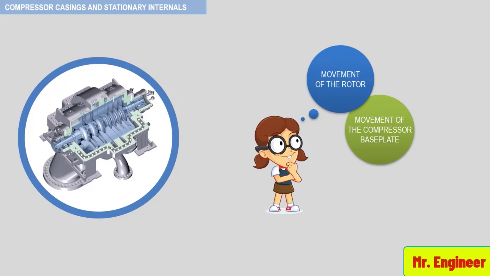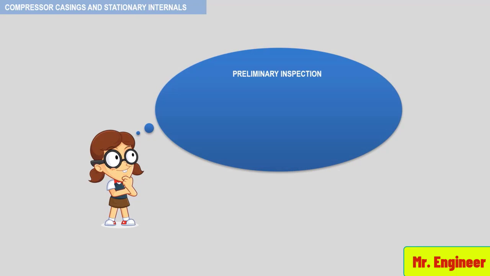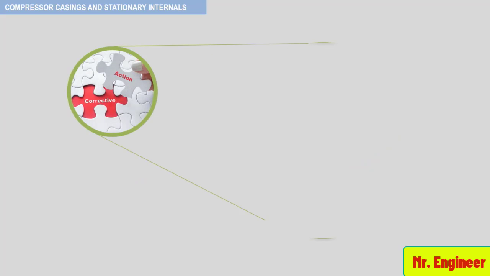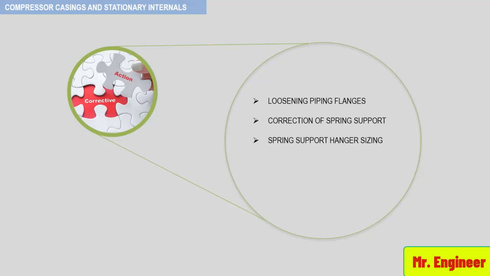Prior to conducting field checks, it is advisable to make an inspection of external piping system condition. And here are some useful guidelines for this inspection. First, float process piping to compressor connections and confirm bolting is free without use of come-alongs, and that machined faces of flanges are parallel within the tolerance indicated here. If these conditions are not met, then take corrective action before proceeding with the field checks. Possible corrective actions can be loosening piping flange connections away from the compressor to meet requirements, then retightening while performing the field check, or correction of spring support or spring hanger sizing and installation, or heating piping to meet requirements, or finally cutting and re-welding piping.